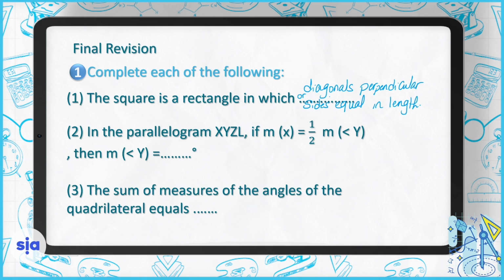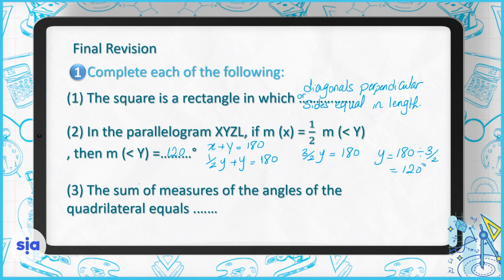Question number 2, in the parallelogram XYZL, if measure angle X is half measure angle Y, then what is the measure of angle Y? You know that X plus Y equals 180. If X is half Y, so it's half Y plus Y equals 180, then it's 3 over 2 Y equals 180, so Y equals 180 divided by 3 over 2, so Y equals 120 degrees. So the answer here is 120.